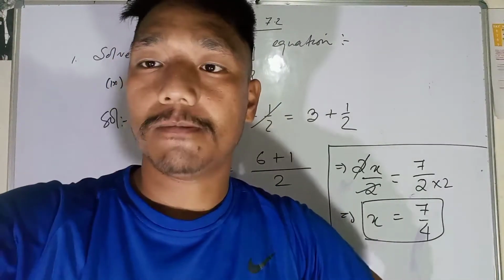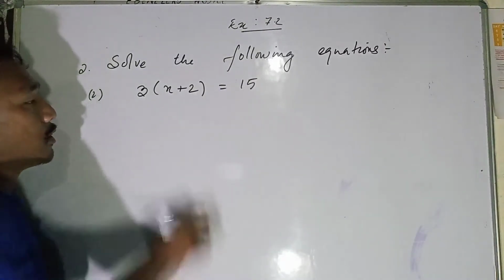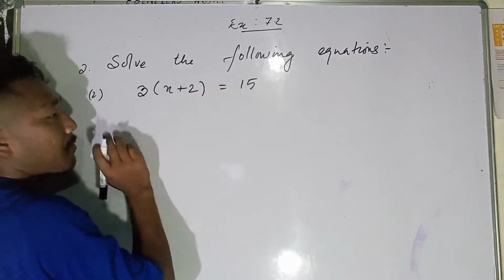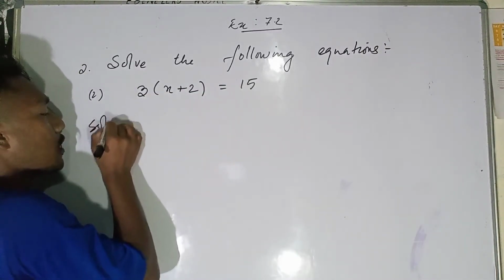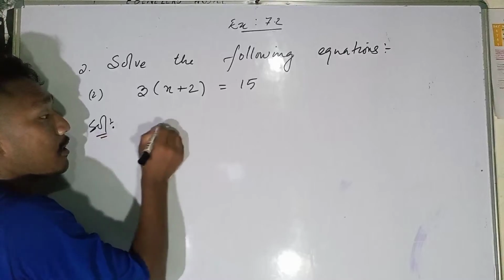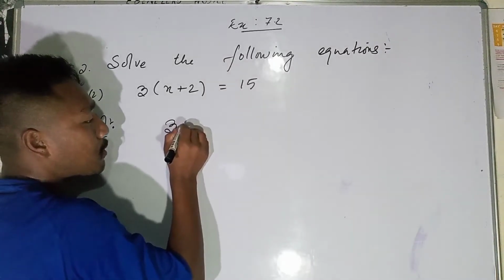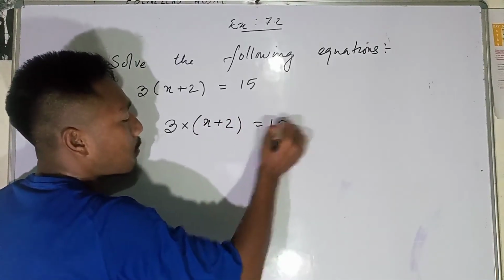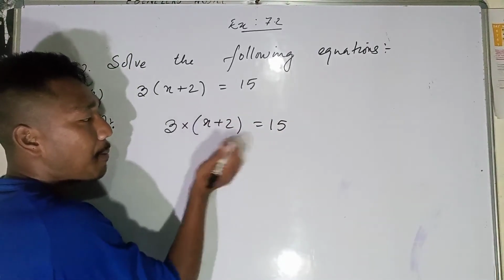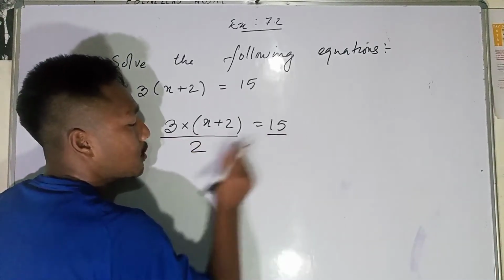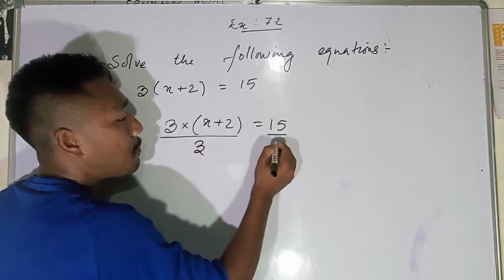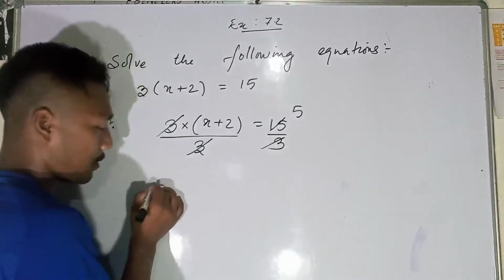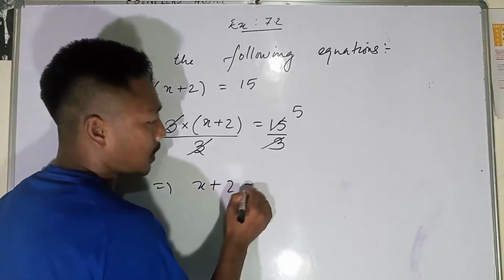So here is 3 bracket x plus 2 bracket close is equal to 15. That means I have to find the value of x. So what I shall do is first remove the 3. So x plus 2 is equal to 15. Our 3 here is in multiplication with another number, so I have to divide both sides by the same number, that is 3. 3 and 3 get cancelled. 3 fives are 15. So what is our answer? x plus 2 is equal to 5.